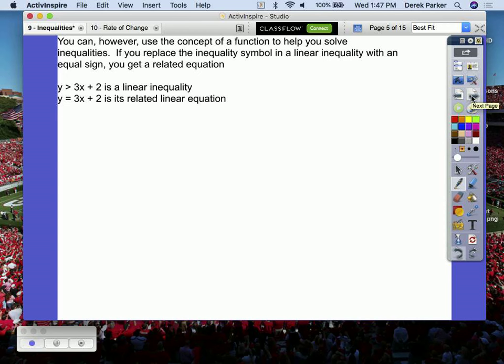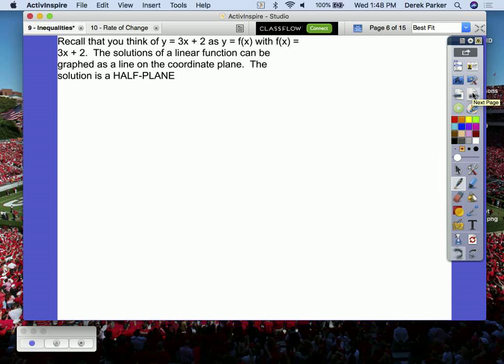You can, however, use the concept of a function to help you solve inequalities. If you replace the inequality symbol in a linear inequality with an equal sign, you get a related linear equation. For example, y is greater than 3x plus 2 is a linear inequality. We can rewrite that as y equals 3x plus 2, and it is its related linear equation. Recall that you think of y equals 3x plus 2 as y equals f of x, with f of x equals 3x plus 2. The solutions of a linear function can be graphed as a line on the coordinate plane. The solution, what is shaded, is a half plane.